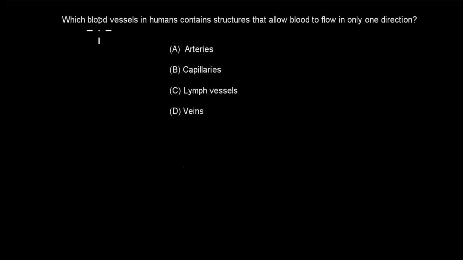Next question. Which blood vessels in humans contain structures that allow blood to flow in only one direction? A, arteries. B, capillaries. C, lymph vessels. D, veins. Pause the video, attempt the question, and when you're ready, press play.